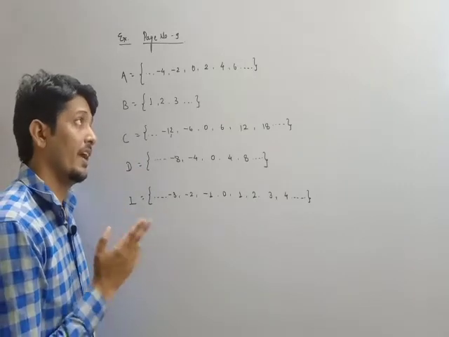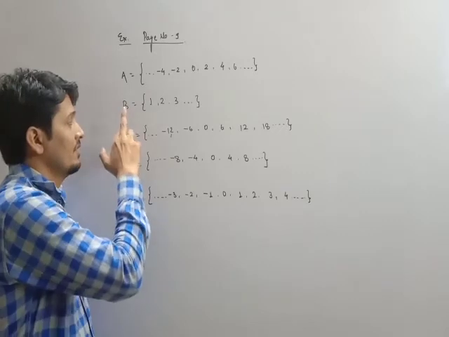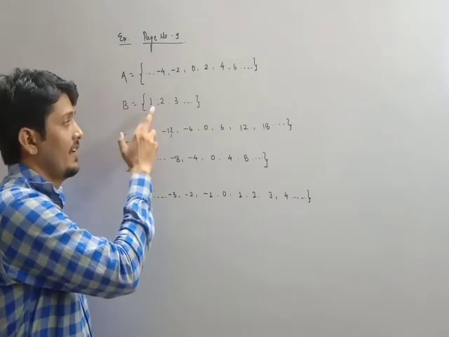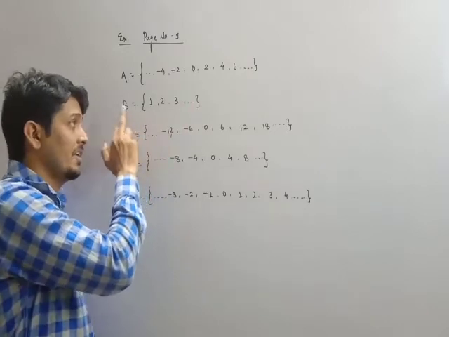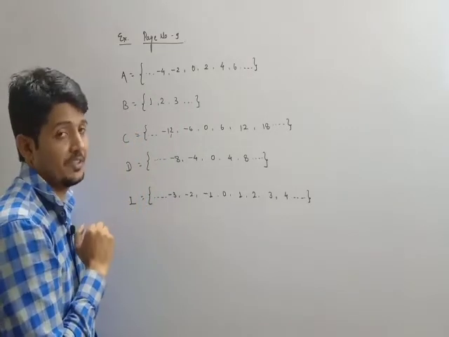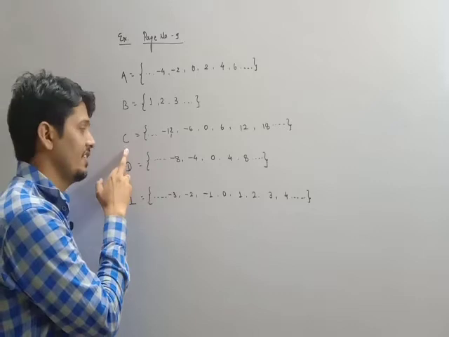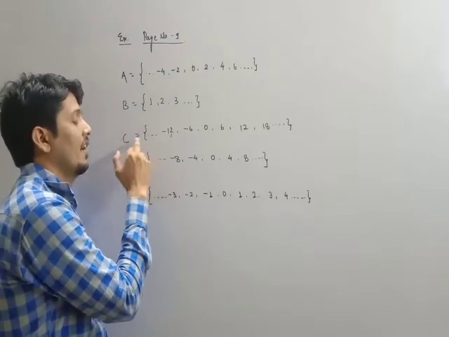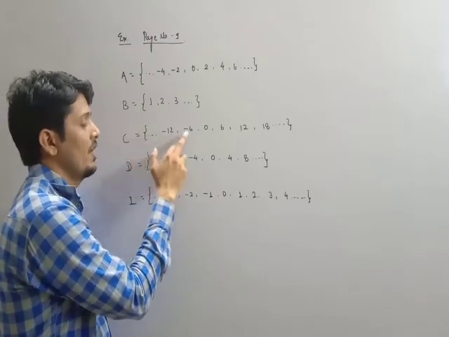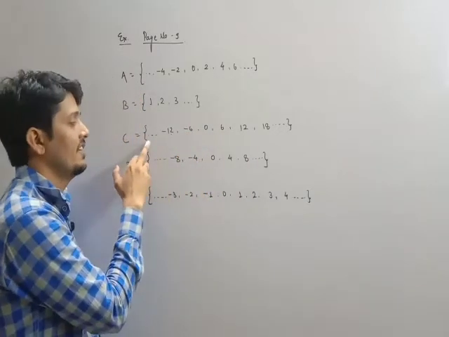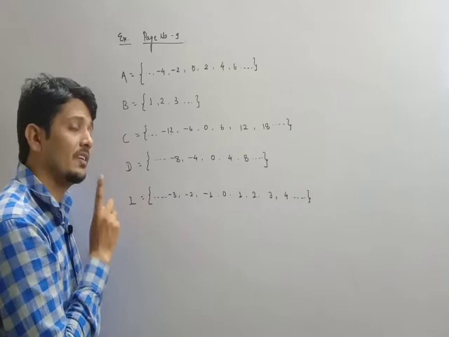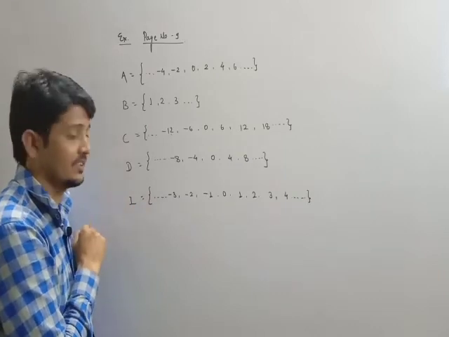Even positive as well as negative. Then set B contains 1, 2, 3, 4, 5. That means the set B is nothing but the natural number set. Then set C contains up to infinite, then -12, -6, 0, 6, 12, 18. That means the set C is nothing but the numbers which are divisible by 6.